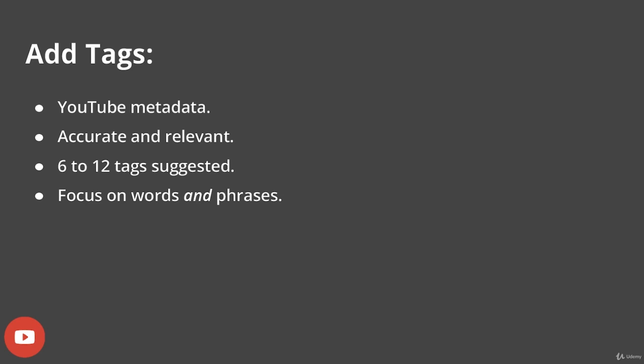Focus on both keywords and key phrases. The tag field is not limited to just single keywords. You can use sentences and short alternate titles. Anything that will help YouTube understand your video better should go in the tag section.